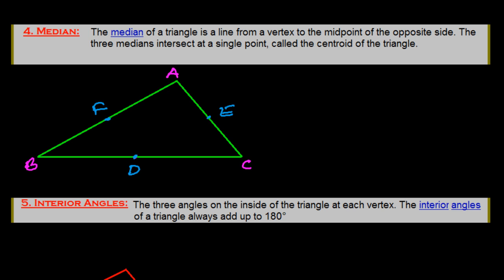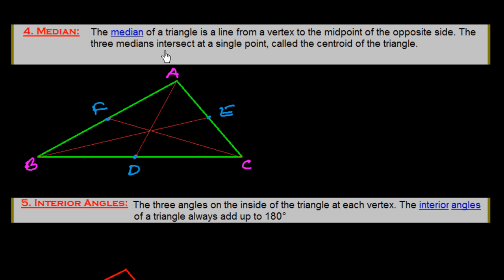So I draw a line here, A to D. This is our median, the first median we have drawn here. The second median I am drawing from B to E. And the third median I am drawing from C to F. So look at here, all the medians intersect at a common point.